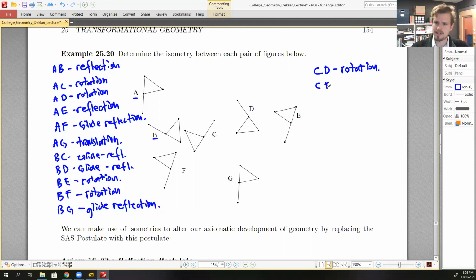All right, next would be CE. To compare C to E, we have a flag pointed to the right and a flag pointed to the left. So orientation is not preserved, so it's either a reflection or a glide reflection. No obvious line of reflection here, so it must be a glide reflection. All right, CF is next. Flag pointed to the right, flag pointed to the left. Orientation is not preserved, and there's no obvious line of reflection. So again, we have a glide reflection.